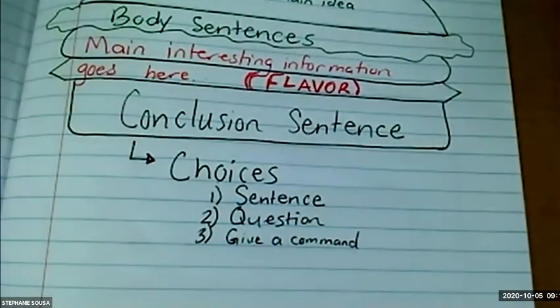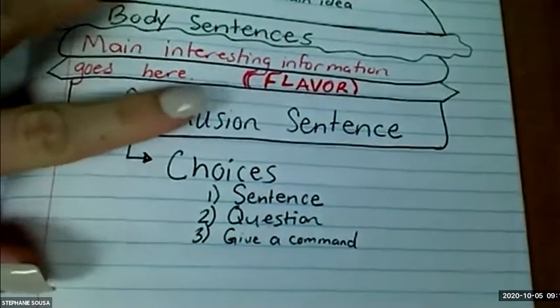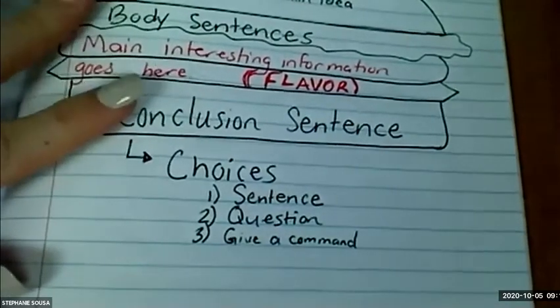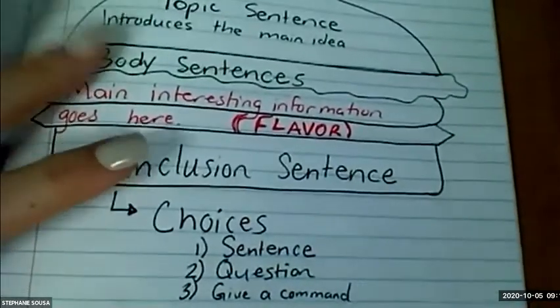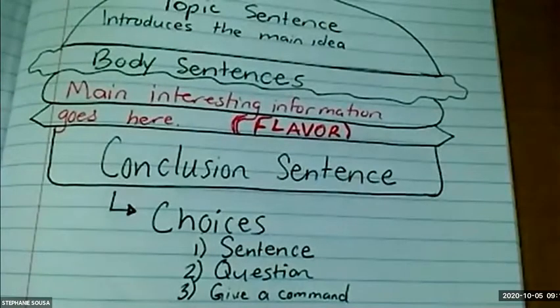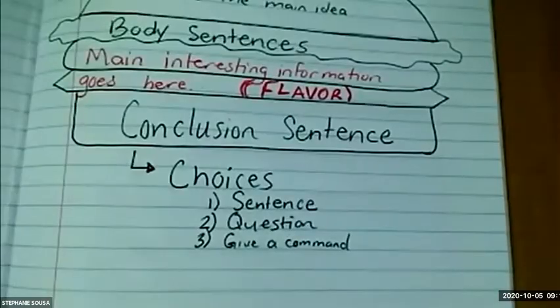So remember, just like our example, a conclusion sentence has the same information or the same flavor as that topic sentence. They're both buns. They're both made of bread. The difference is it's going to look a little bit different. It's going to be shaped differently. We can't see the bottom last one. There you go.